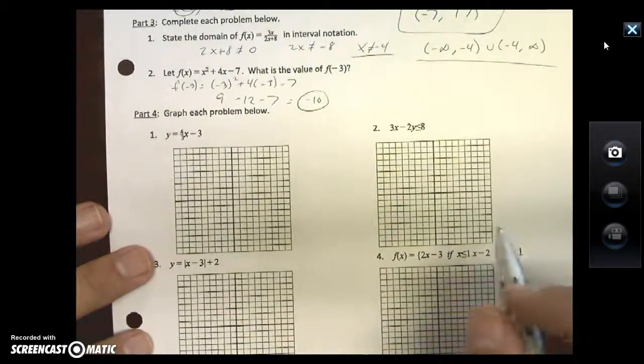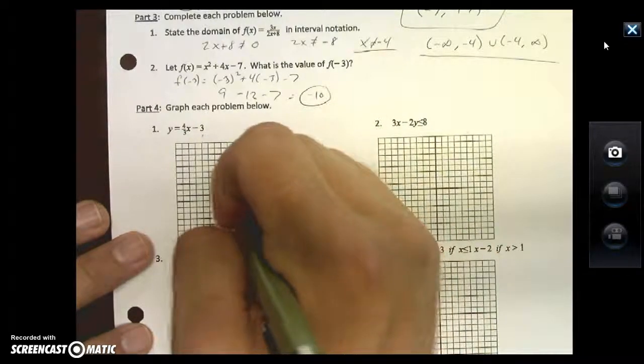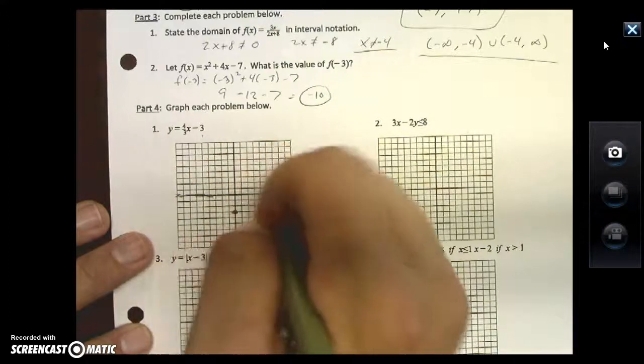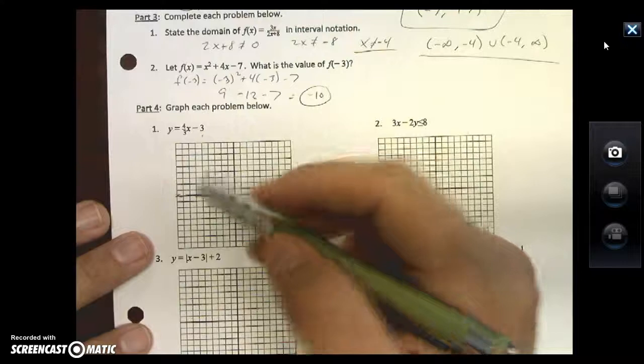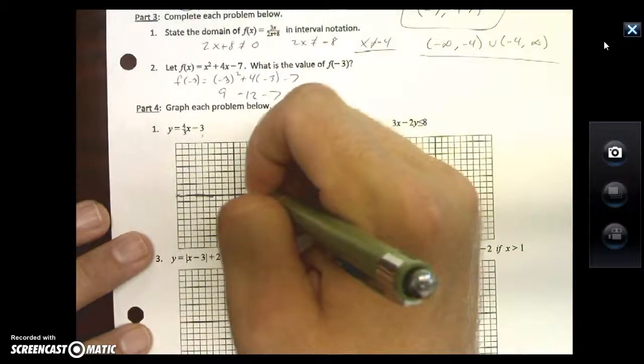y equals 4/3 x minus 3. This is your y-intercept. We're coming down here 3. Okay? Again, I know it's kind of hard to see on this video camera. Sorry about that. That's my x-axis. The slope is 4/3. We're going up 4, right 3. 1, 2, 3, 4. 1, 2, 3.